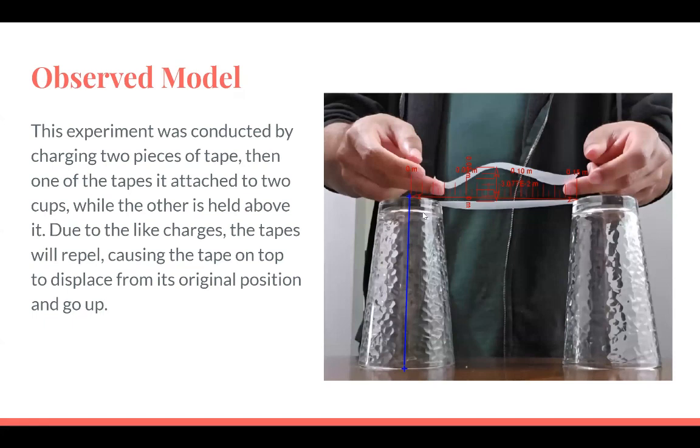All right, so for this experiment, it was conducted by treating two charged pieces of tape, and then I put one tape on these cups, and I held the other tape on top. Since these are both like charges, the tape on top was repelled a certain distance, right? And then I used a tracker to figure out the distance that it was repelled through a video, and I used the height of the cups to calibrate the tracker.